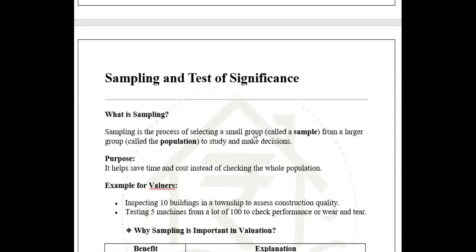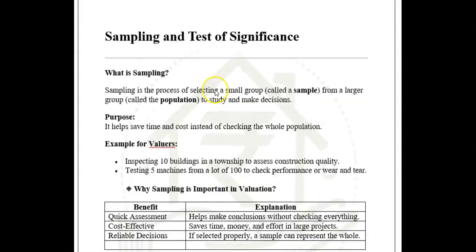Now we will start sampling and test of significance. What is sampling? Sampling is the process of selecting a small group called a sample from a larger group called the population to study and make a decision. It helps save time and cost instead of checking the whole population.